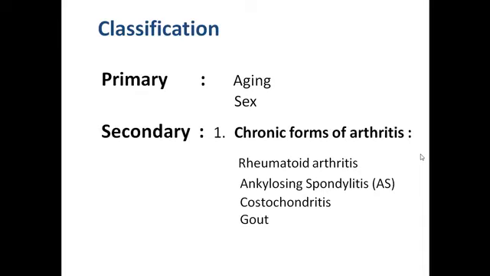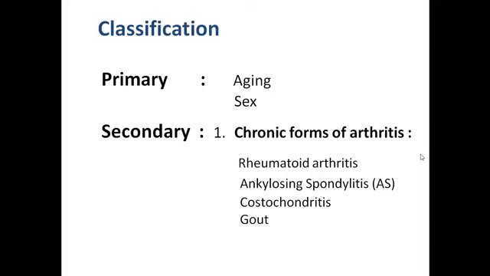Now comes the classification. It may be classified as primary and secondary. Primary is mostly a problem of aging, which is the most common cause. Secondary: there are a lot of causes in this category.